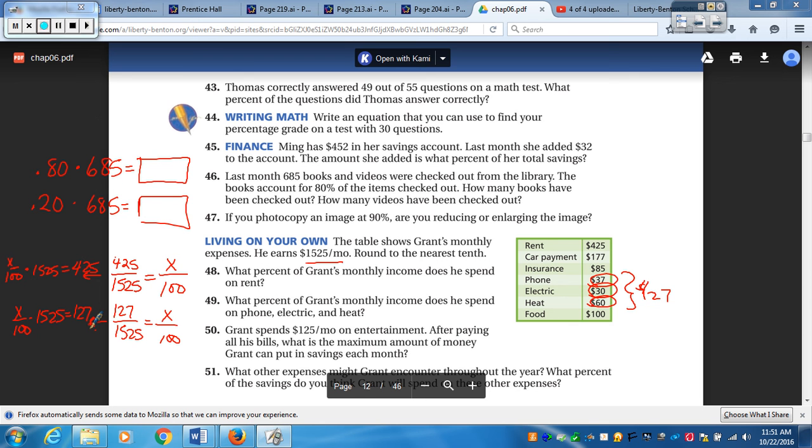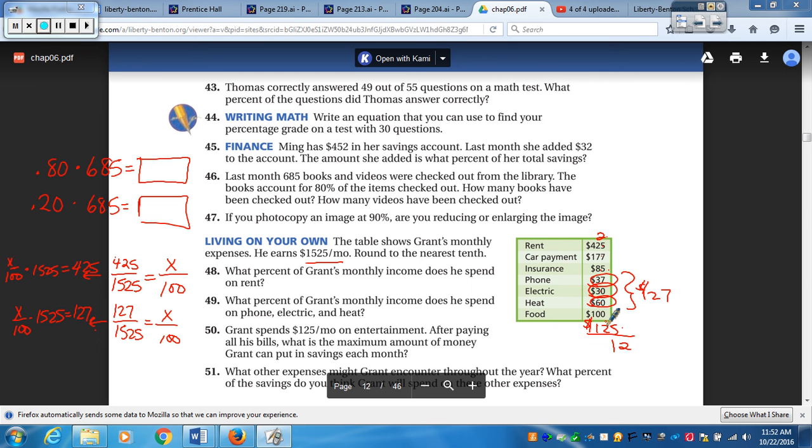Number 50, Grant spends $125 a month on entertainment. That's pretty high on entertainment, to be honest with you. After paying all his bills, what is the maximum amount of money Grant can put into savings each month? Okay? So if we add all this up, plus the $125 on entertainment, which I don't know why it isn't already included as part of his budget, here's what we have. 5, 10, 15, 22, 2, 4, 11, 19, 22, 25, 31. I think that was 31.